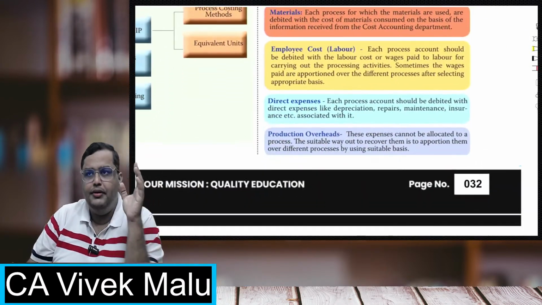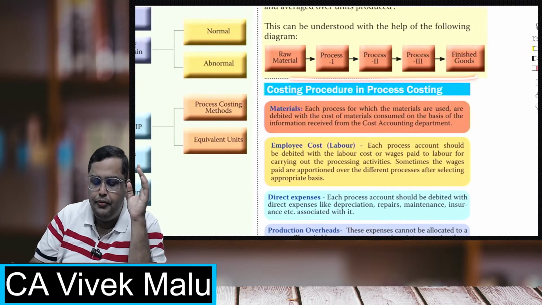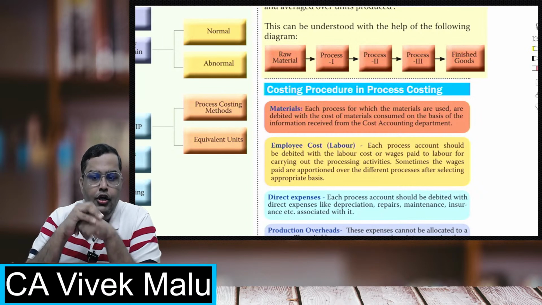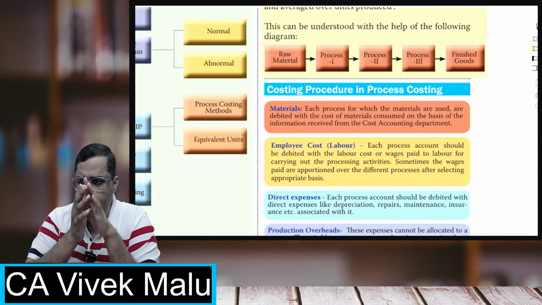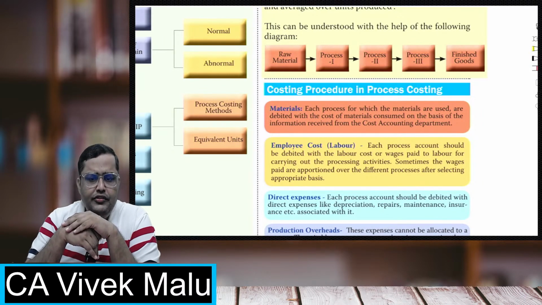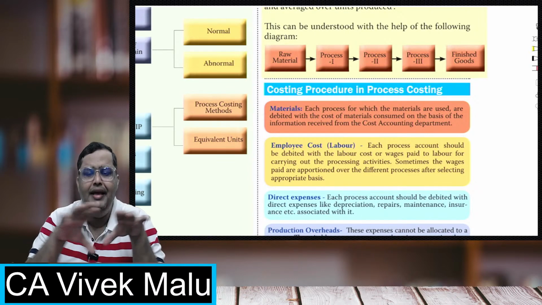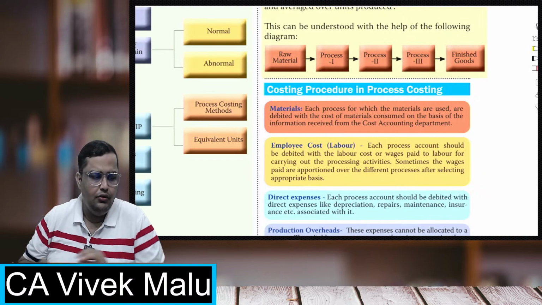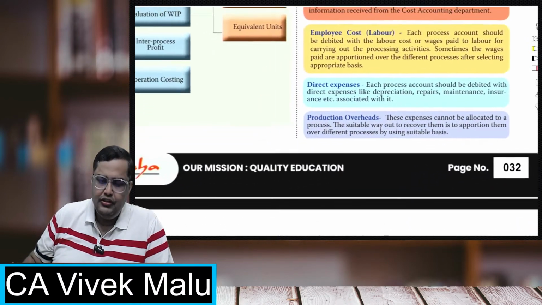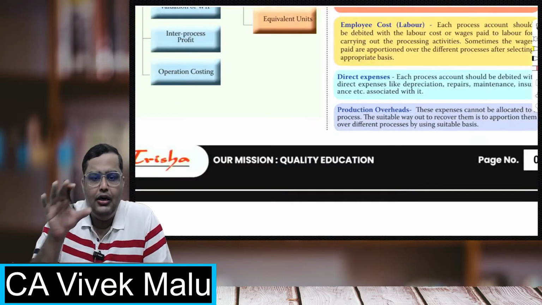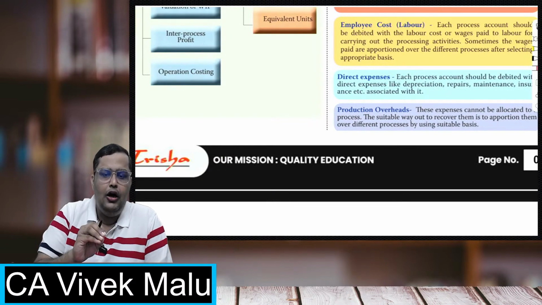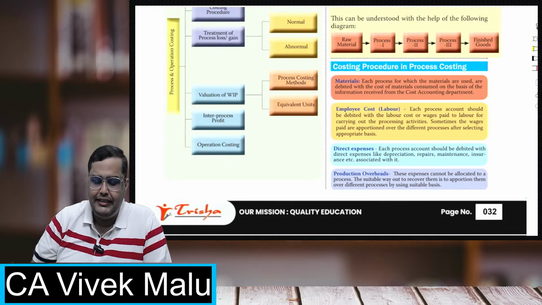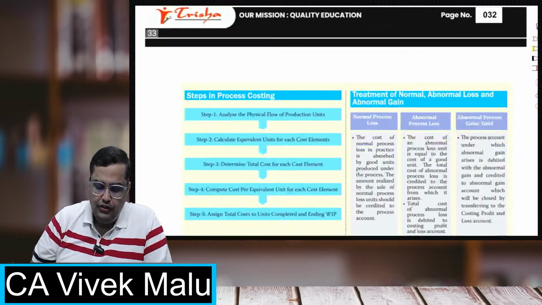Because there are so many processes involved, generally what we do is we make the process accounts. We make process 1 account, process 2 account, process 3 account, like that. We'll be debiting all those accounts with the expenses and crediting the output. Whatever the output is that is going to be transferred to the next department will be credited. So this is how process costing works.